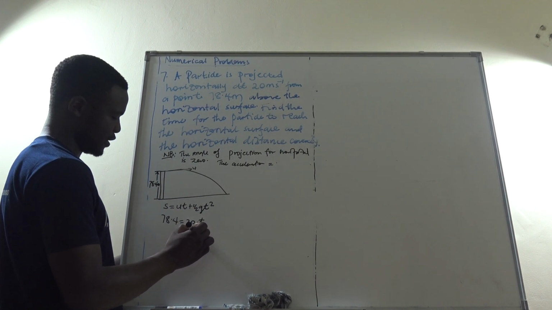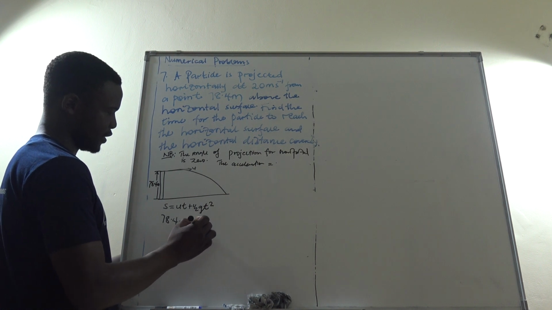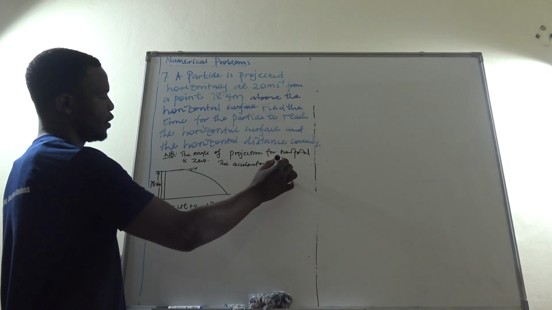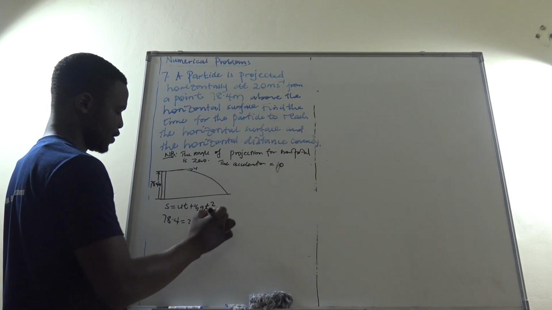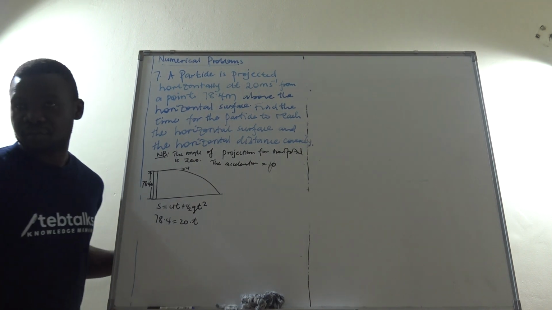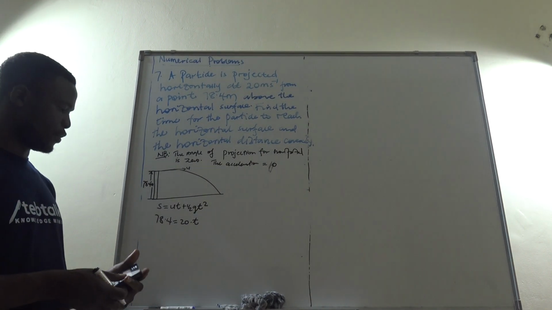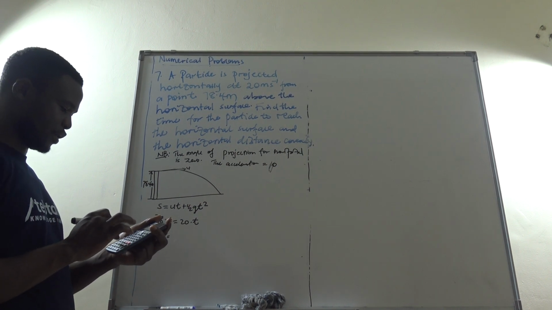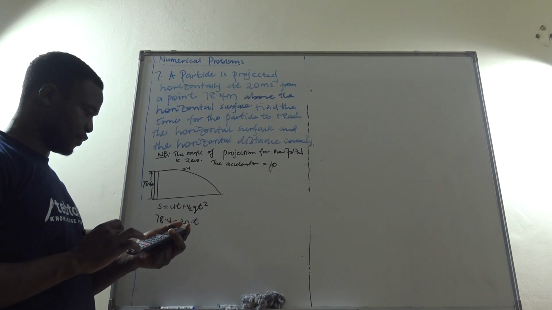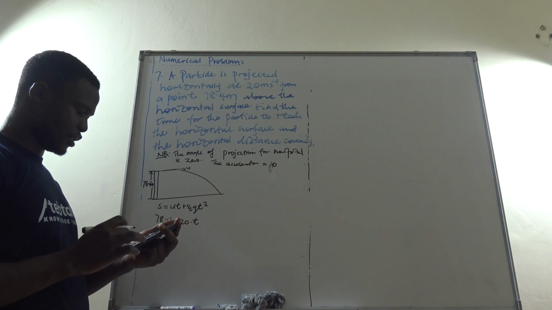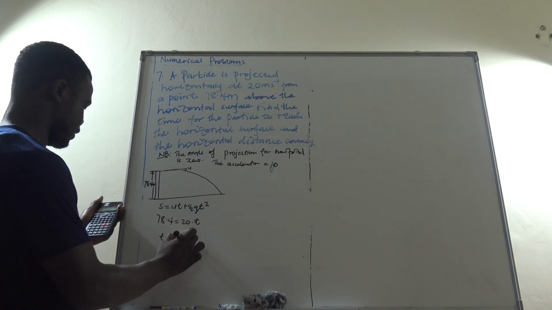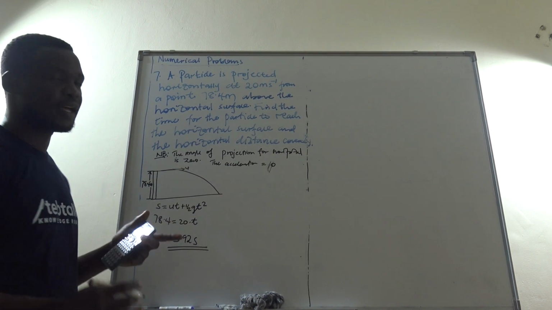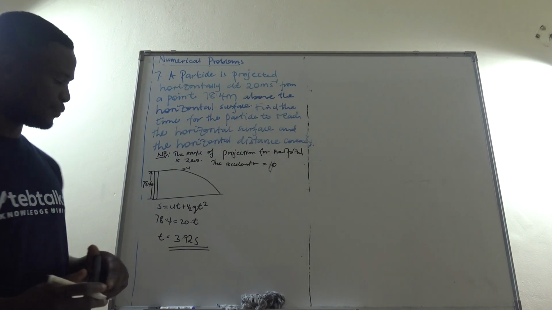But we have said that for horizontal motion, acceleration is 0. So the whole of that term becomes 0. So our t is got from the expression 78.4 divided by 20. Therefore, the time of motion is 3.92 seconds. That is what we get.